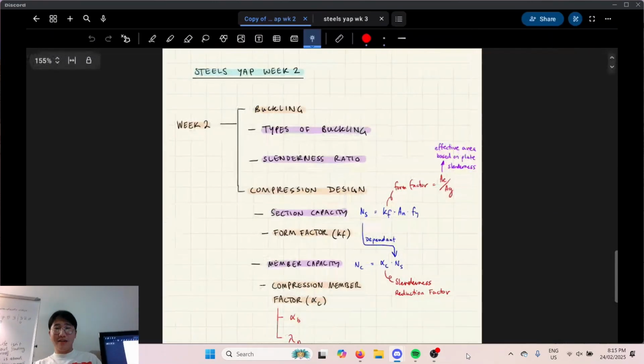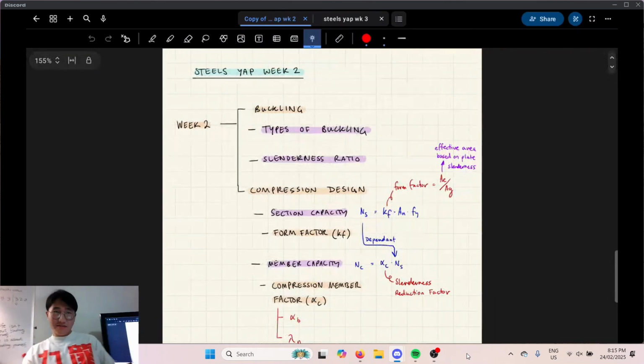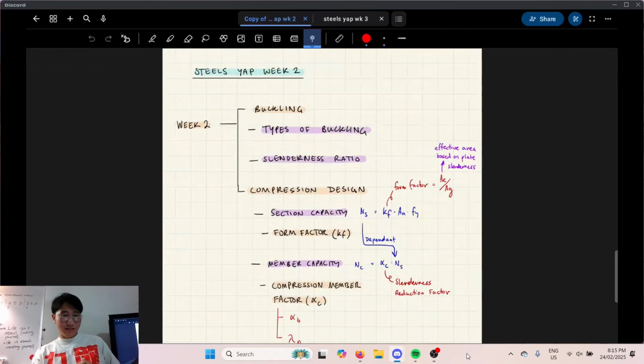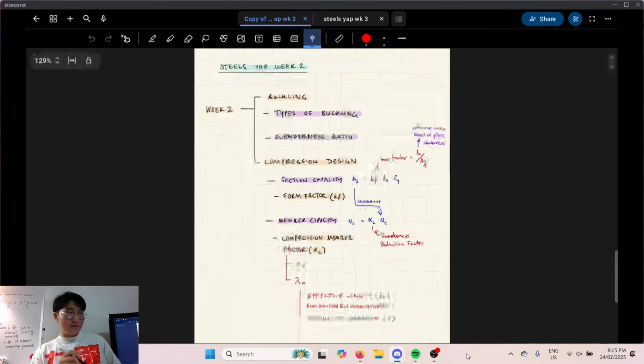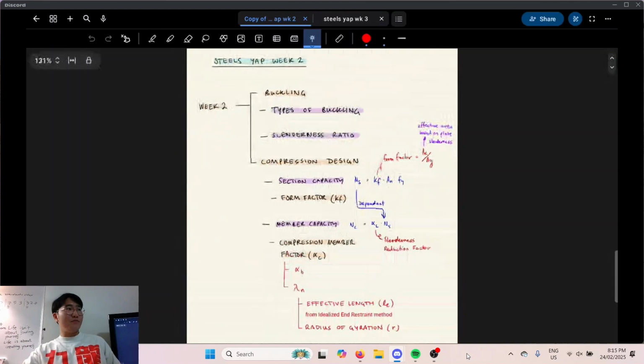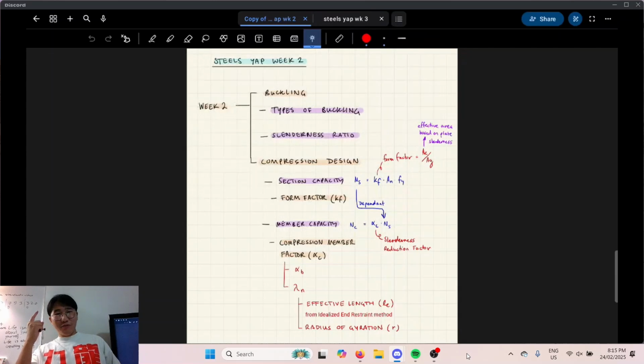Welcome to week 2 of Steel's Yap, and today we're doing compression essentially. First thing we're going to talk about is buckling. Buckling is going to matter for compression design and flexural design. Compression design is week 2 and 3, and so your first assignment will be tension and compression design. Buckling will also be relevant for flexural design, which I believe is your second assignment. So that's week 4 and 5. Buckling is a very important concept.